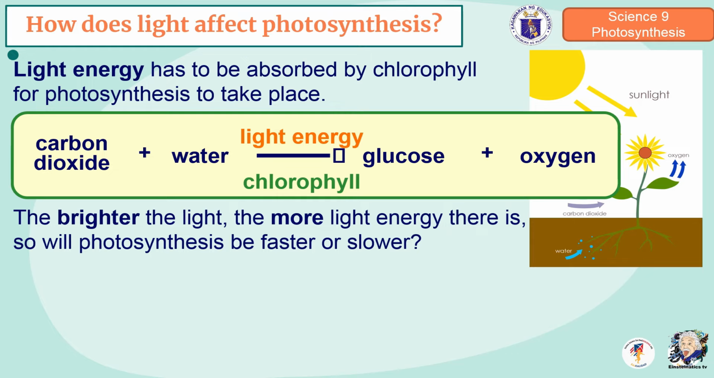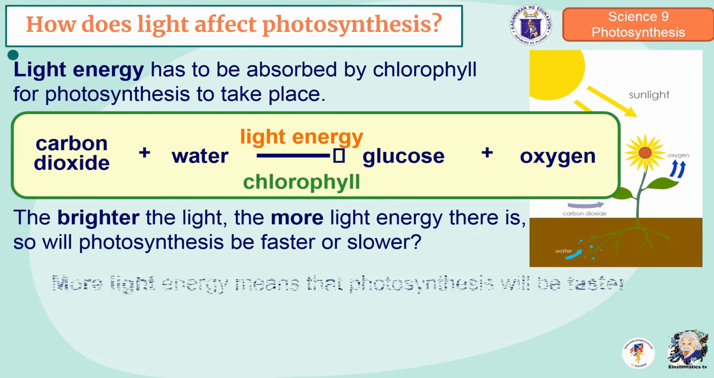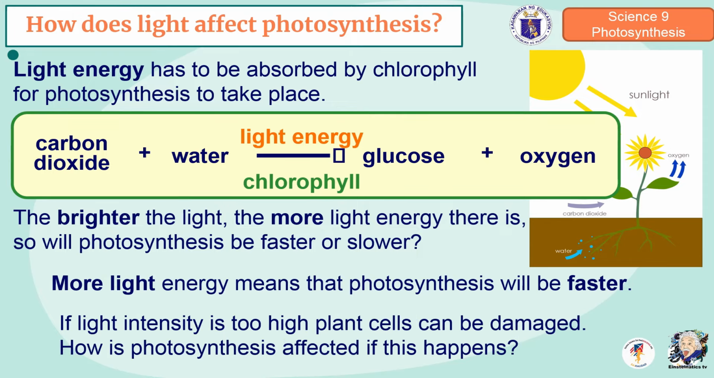You should remember that the brighter the light, the more light energy there is. So what do you think would happen? Would photosynthesis be faster or slower? Definitely, more light energy means that photosynthesis will be faster. If light intensity, on the other hand, is too high, plant cells, however, can be damaged. And how is photosynthesis affected if this happens? Of course, if plant cells are damaged, then the rate of photosynthesis would be reduced.